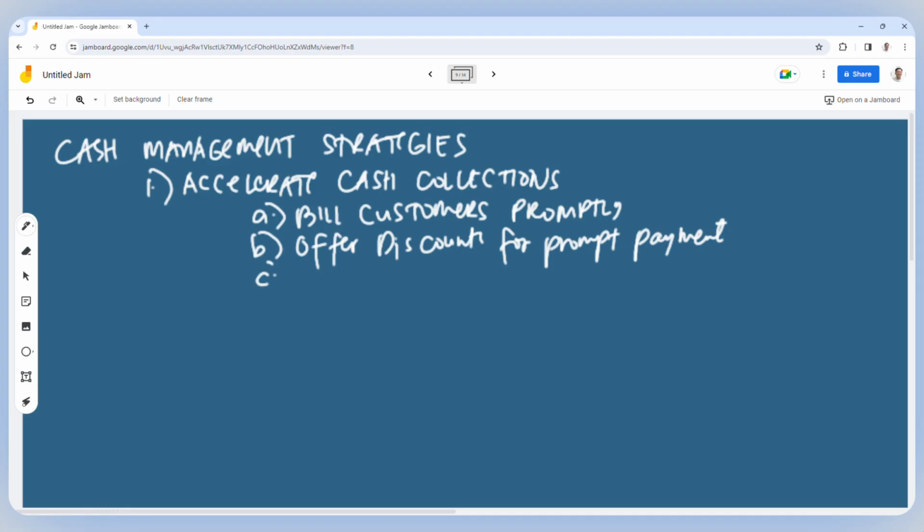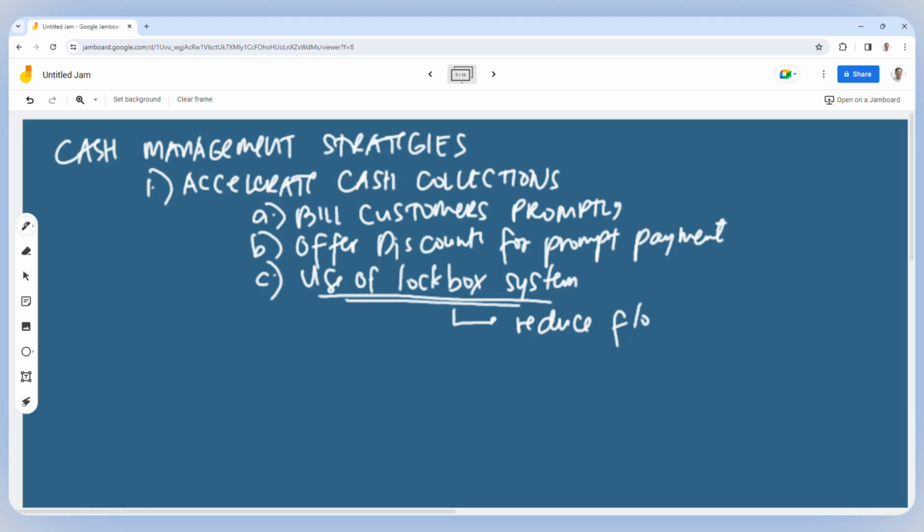Ano pa? Ito class, use of lockbox system. Nandito class ang usual na tanong sa CPA board, no? And also in your exam, no? The lockbox system, customers mail their payments to the post office box, the specific city. Local bank collects the checks from this box and deposit it in the firm's account. O ano class yung pinaka-goal ng lockbox system, no? Siyempre, to reduce float. Ibig sabihin, yung ating company ay makapag-kolekta, no?